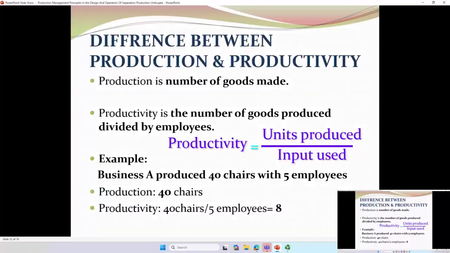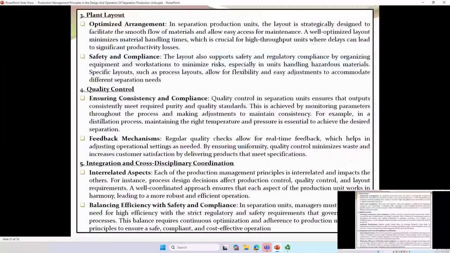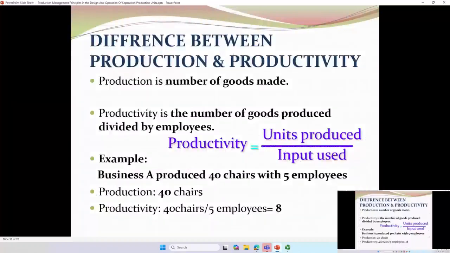So what is the difference between production and productivity? Can someone tell me? Production is the amount of products that we are producing, and productivity is how efficiently we are producing it. Okay, the amount of product we are producing, that's production. And productivity is what? Efficiency. So production is just the number of goods being made, while productivity is the number of goods produced divided by employees. That's productivity. So when you want to measure productivity, it is the employee.